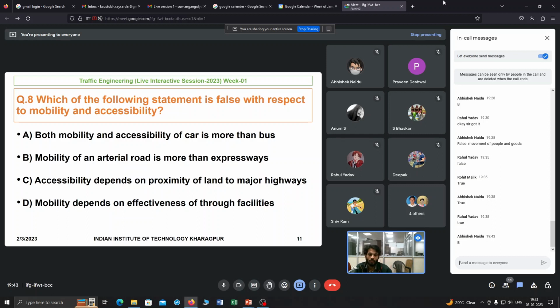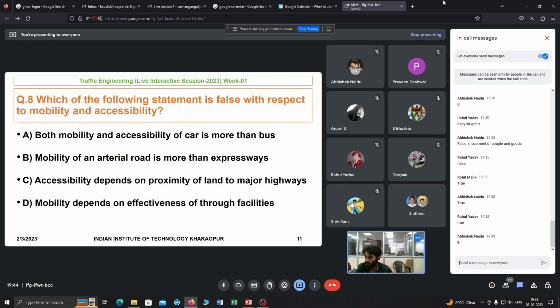B. Okay, I got one answer from Abhishek. B. I need some more participation. So Abhishek is saying B. What about others? So consider the mobility and accessibility of a car. A car can travel faster than a bus, so obviously mobility is higher. What about the accessibility? Obviously you have greater access to a car, right? It is with you. Mostly we are talking about personal cars, but even cabs, their accessibility is also higher, right? So both accessibility and mobility of a car are more than a bus. It is a correct statement.